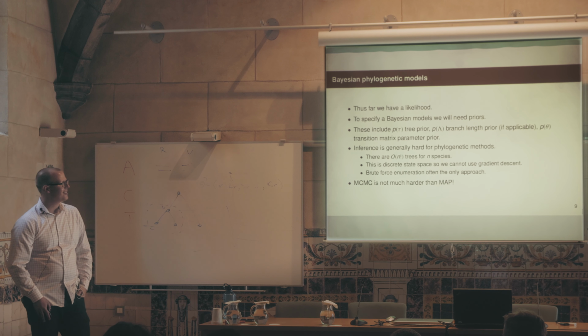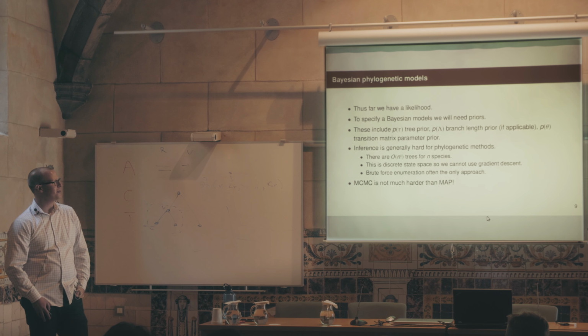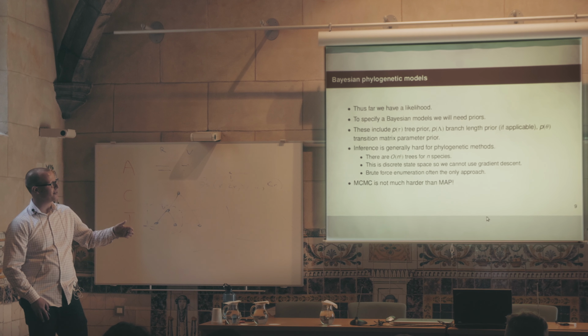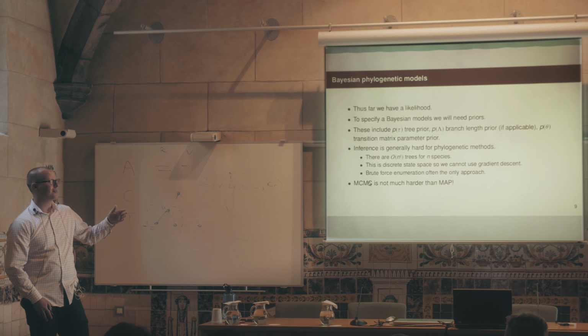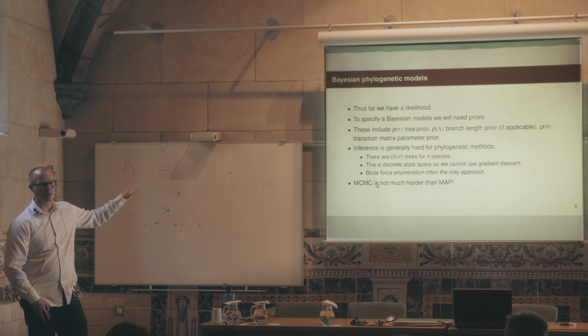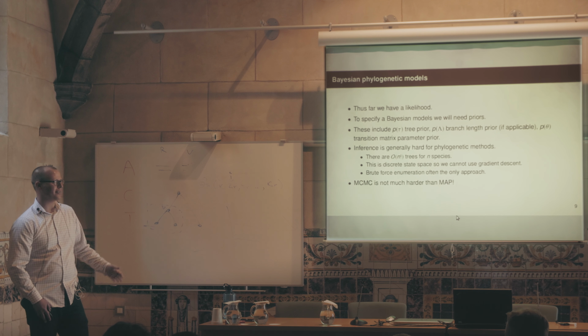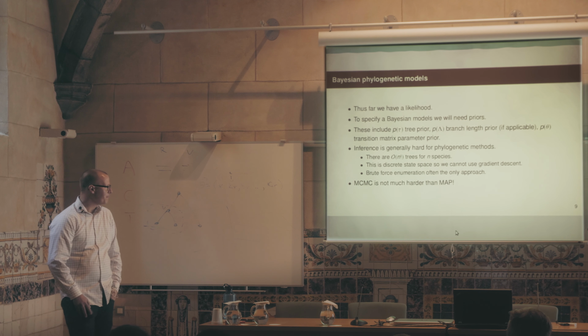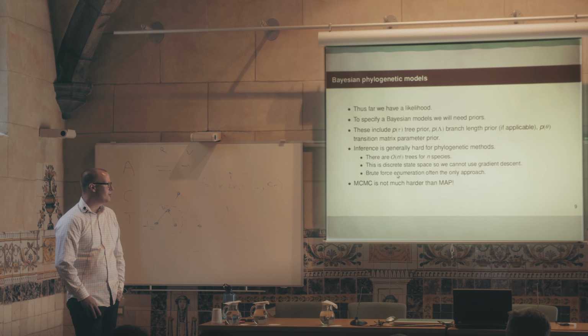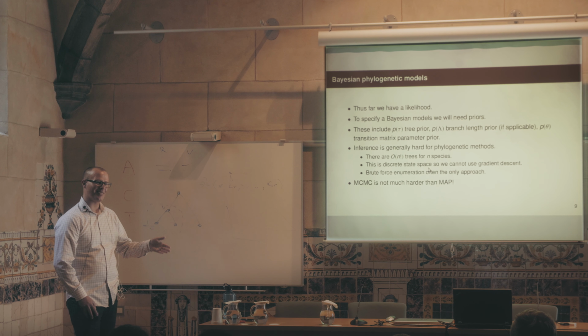So the biggest issue is that phylogenetic inference is hard. There are roughly order n factorial trees for rooted trees with n species, right? So if you have more than, say, 10 species, that's a big number.